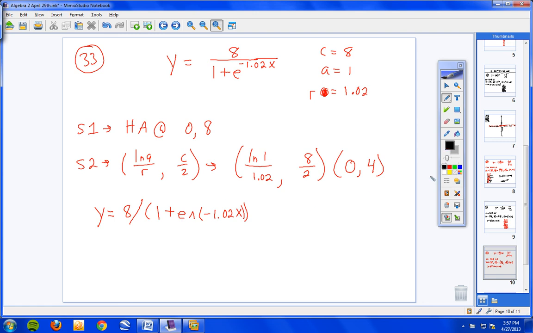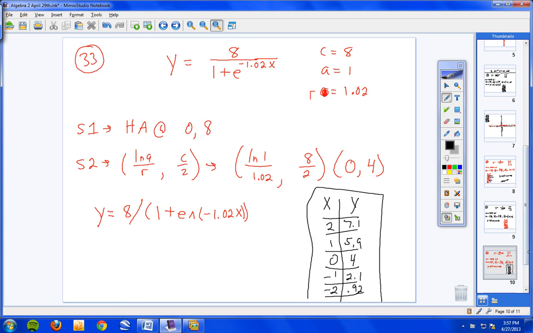Now, if you've typed all this correctly, then you're ready for your table of values, which is the rest of step 3. And it should say to put your middle value right in the middle, so 0, 4. I'm going to go to 1 and 2, and then negative 1 and negative 2. And if you'll look in your grapher, let's see, a 2 would give you out a 7.1, so 2 is 7.1. 1 gives you out a 5.9, so 5.9. And negative 1 would be 2.1. And negative 2 has an output of 0.9 or 0.92. There we go. So using this table of values, let's go ahead and graph our function.